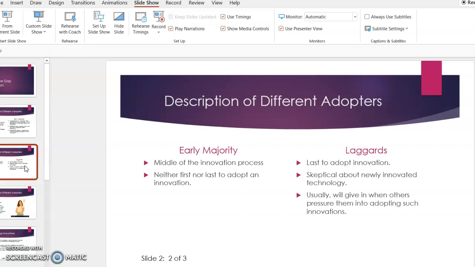Now, the laggards are the last to adopt any innovation because of lack of knowledge, or having fear of being introduced to, or doing something that's out of their comfort zone. So they are looked at as the laggards. They're skeptical about newly innovative technology, and usually will give in when others give in as well. So if the majority say, hey, we're going to use this new technology and this is what we're going to, and you have no choice about it, guess what? The laggards have no choice but to jump on board, and that's what they do.